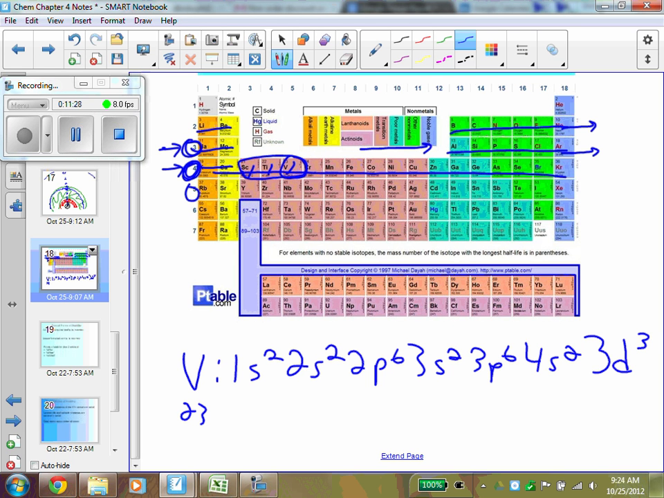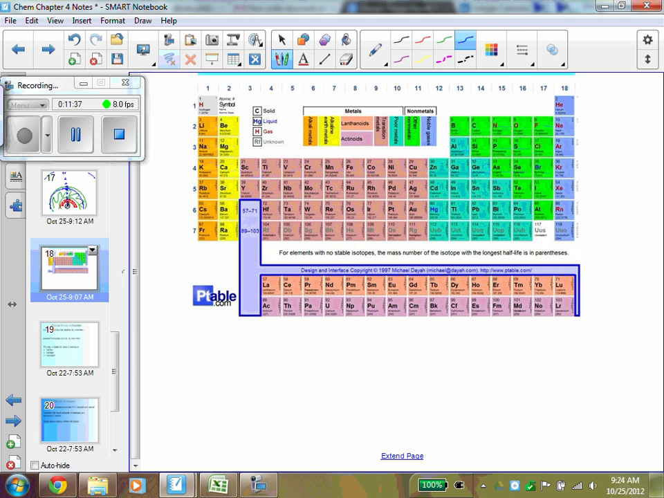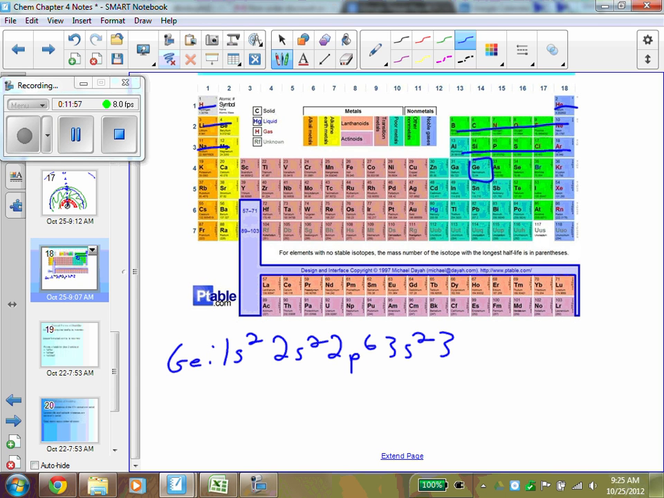Okay, let's do another one. Let's do zinc. Actually, let's do germanium right here, and let me clear this slide out. So let's do germanium, Ge. We have 1s2, which is this and this, 2s2, 2p6, 3s2, 3p6, 4s2.